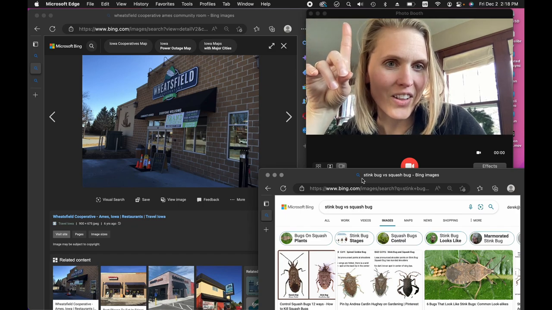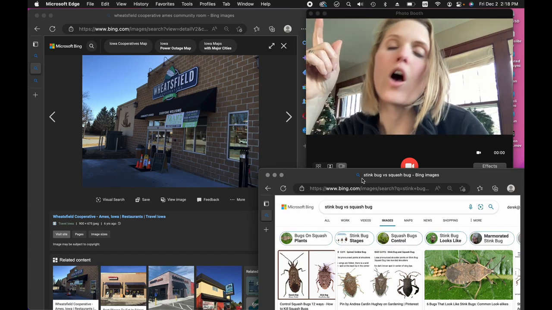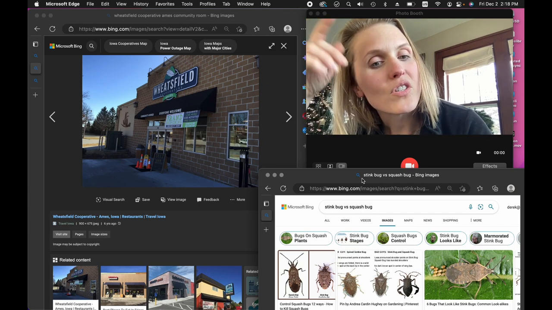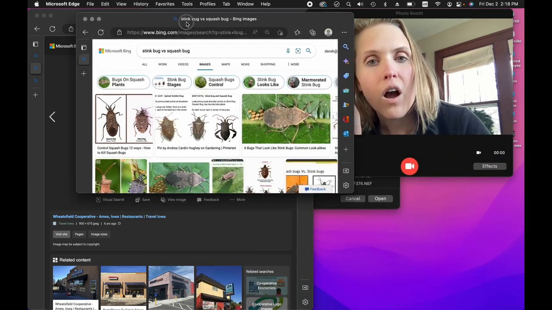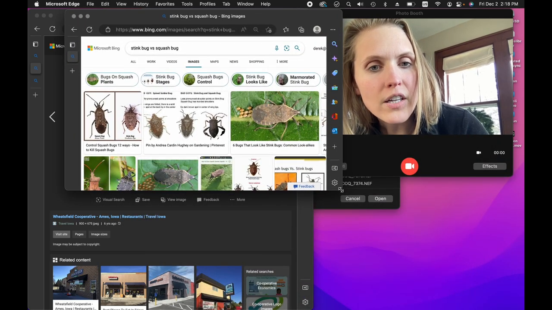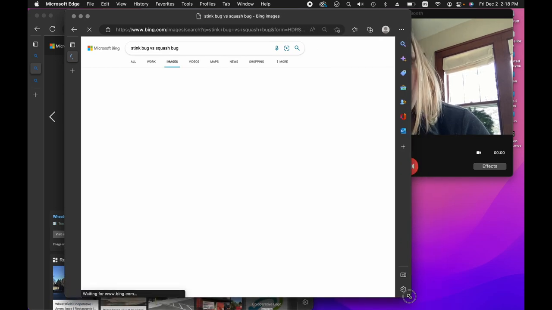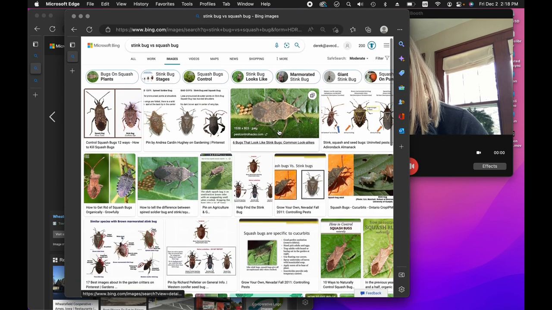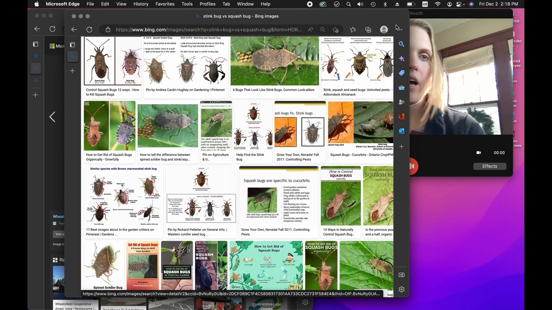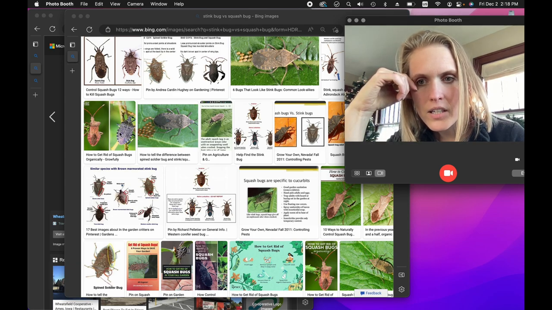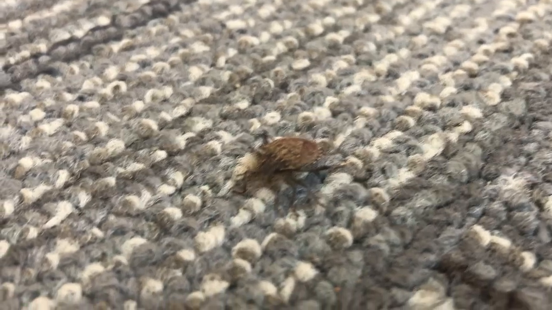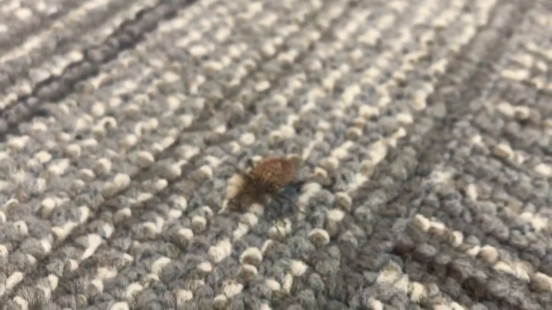Okay, here on the library floor, I thought that I saw a squash bug, but there's a difference between a stink bug and a squash bug. Here's a squash bug, those little stinkers that ruin all of your squash plants. And there is a stink bug. So, squash bugs, stink bugs. The stink bugs are more round, and the squash bugs look a little bit more like a box elder bug.